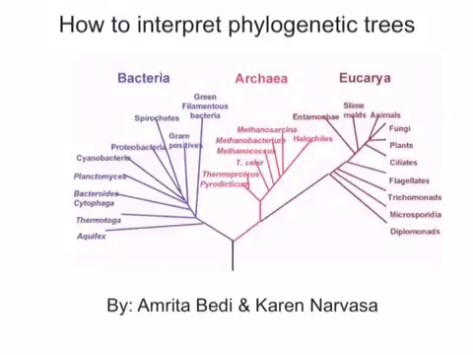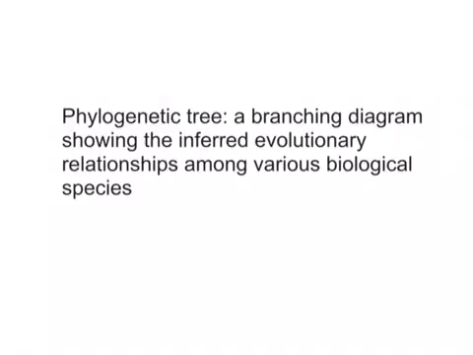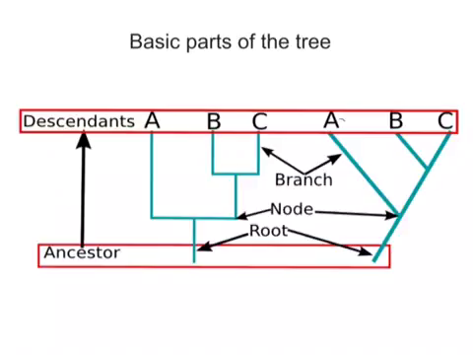In this video, we will explain how to interpret phylogenetic trees. Let's start off with a definition. A phylogenetic tree is a branching diagram showing the inferred evolutionary relationships among various biological species. In order to understand the phylogenetic tree, we need to know the basic parts of it.